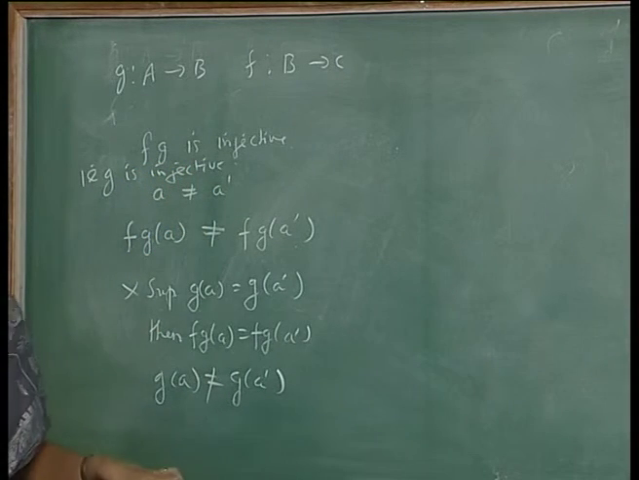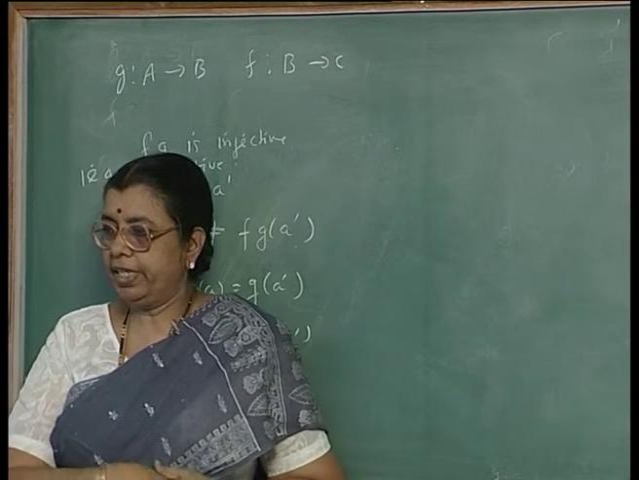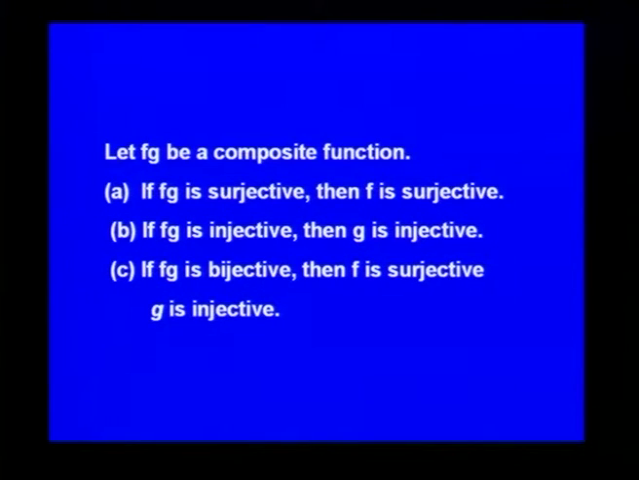Now, look at the third part. If f∘g is a bijective function, it is both surjective and injective. From the first two parts, you know that because f∘g is surjective, f is surjective, and because f∘g is injective, g is injective. So, if f∘g is a bijective function, then f is surjective and g is injective. The third part follows from the first two parts.